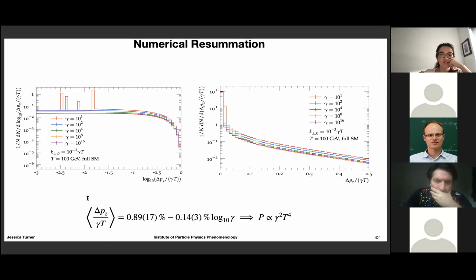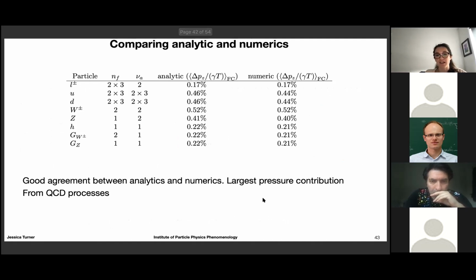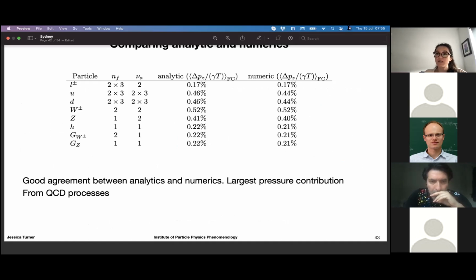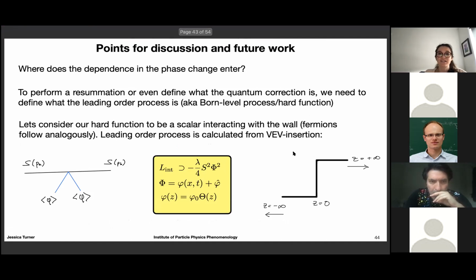And from the numerical simulation, which simulates all of the standard model degrees of freedom, we find that the average momentum transfer is of order gamma t, and therefore, since the flux goes like gamma t cubed, and since the average transfer goes like gamma t, we find the pressure scales like gamma squared t to the 4th. And we find that there's very good agreement between the analytics and numerics.